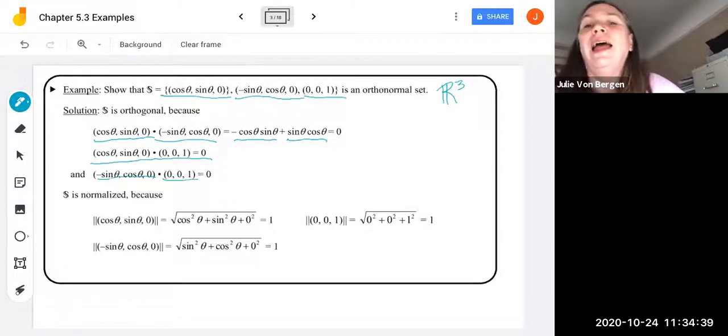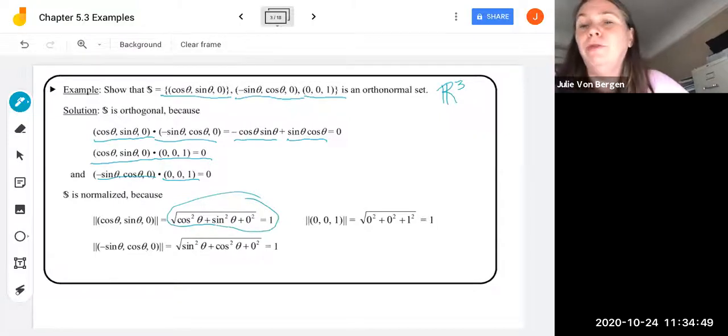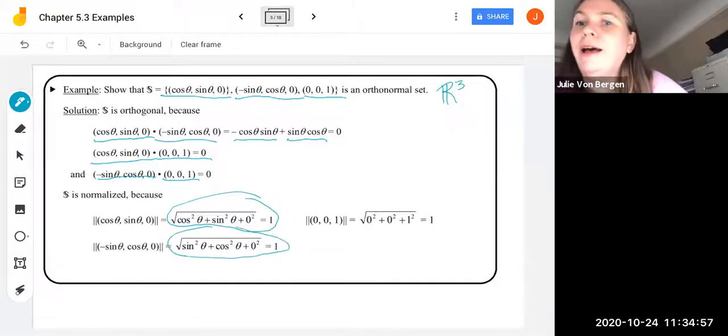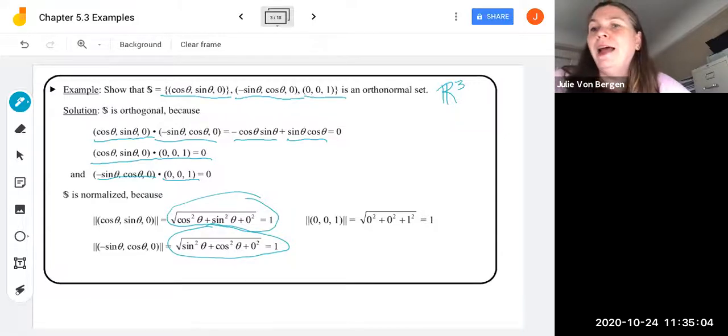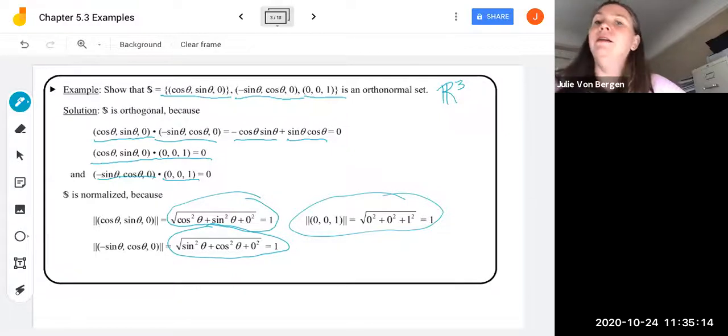And then we want to check that it's normalized. So you can verify for cos theta and sine theta, you're going to square those, add them up and you're going to get 1, and then you're rooted and you're still getting a 1. For negative sine theta, well, negative sine theta squared is still just positive sine theta squared plus cosine theta squared. And that 0 squared isn't going to make a difference. So we get a 1 again, and the root of 1 is still 1. And then, of course, 0, 0, 1, the norm is just 0 squared plus 0 squared plus 1 squared. So you got a square root of 1, or just a 1 there.